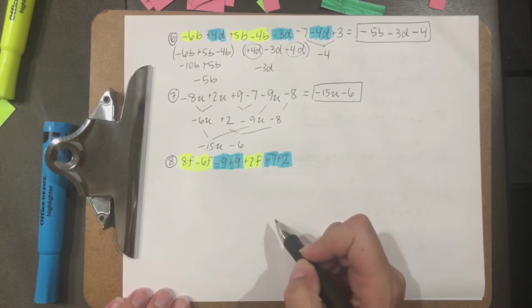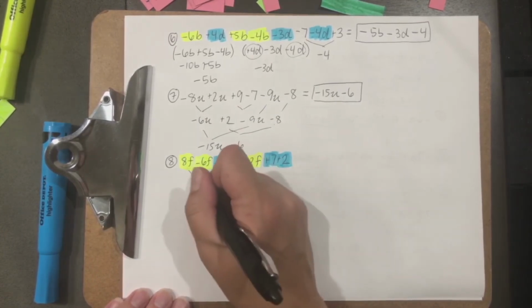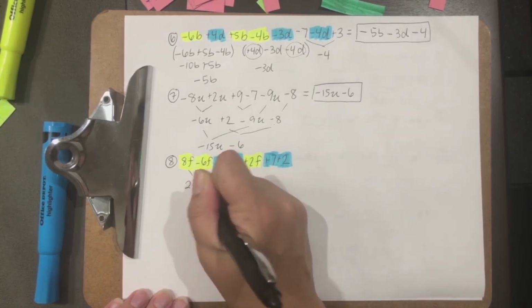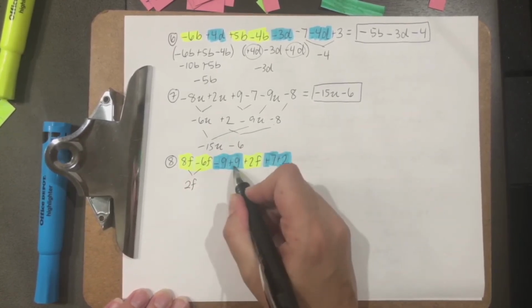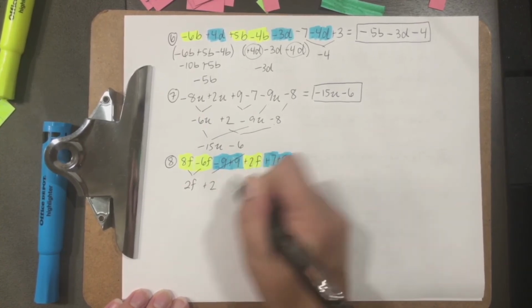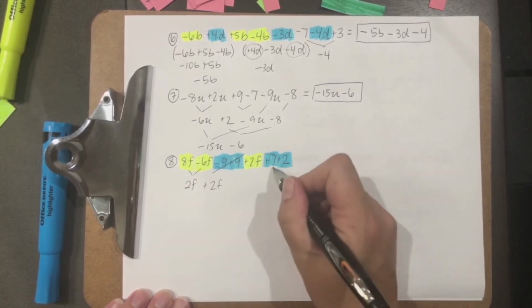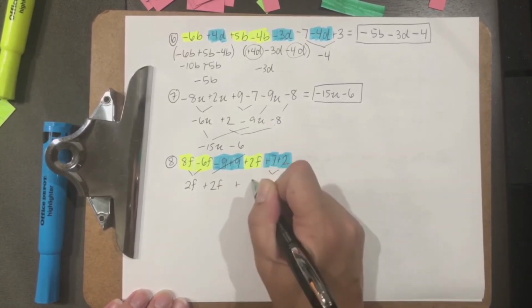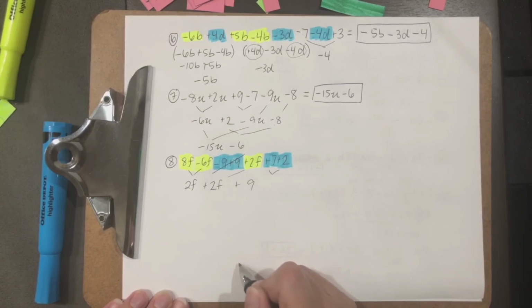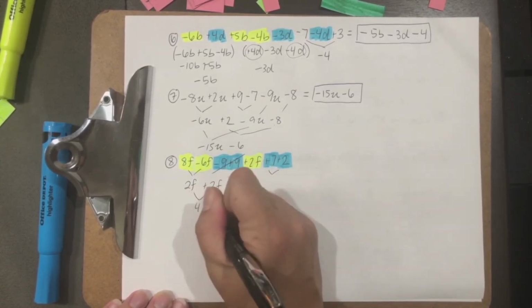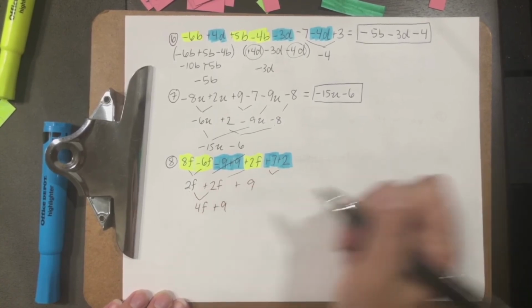Okay, so I'm gonna start putting these together. 8f and negative 6f is gonna leave me with positive 2f. A negative 9 and a positive 9, well, those just cancel out. So then I'm left with plus 2f here, and then 7 plus 2 is 9. All right, so 2f and 2f is 4f plus 9.